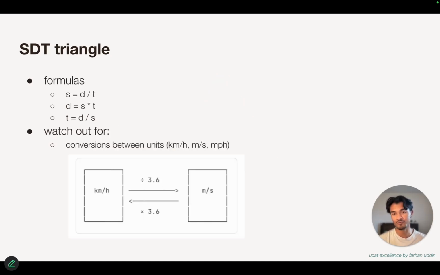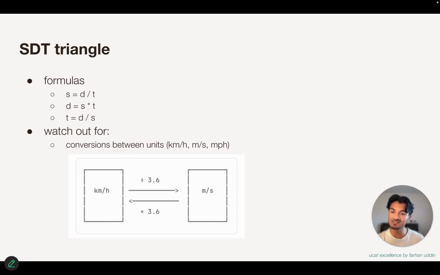Number one is conversions between units. The UCAT questions love to blend between kilometers and miles, so just look out for that. And next is converting between kilometers per hour and meters per second. While you can do that manually, by converting your kilometers into meters and your hours into seconds and then doing the calculation, that saps up a lot of time, and you want to save time wherever you can.